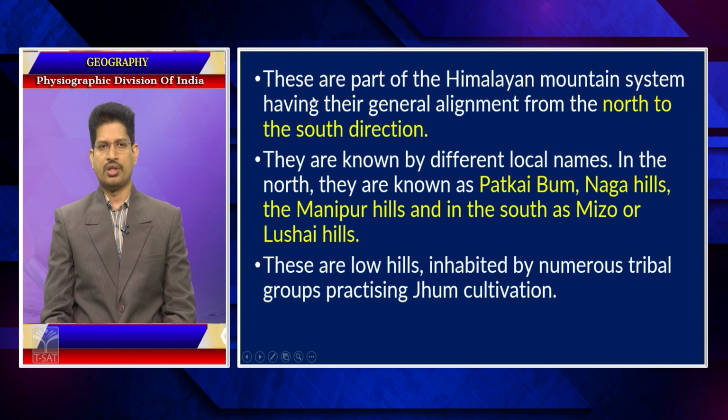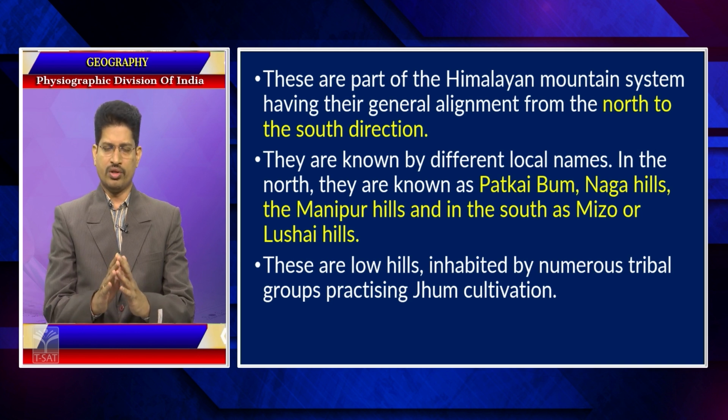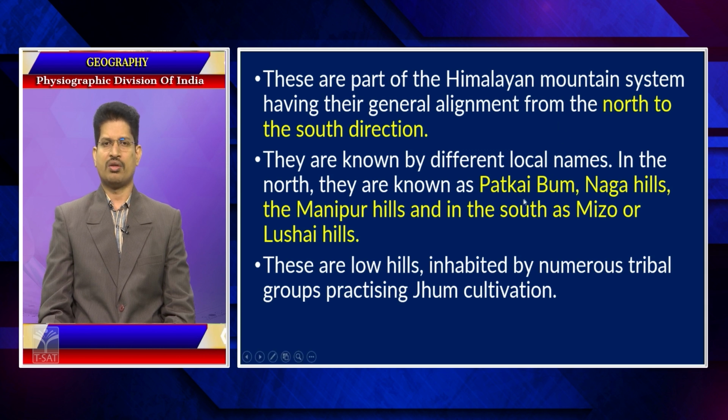So, these are part of the Himalayan mountain systems having their general alignment from the north to south direction. They are known by different local names. So, what happened here is in the case of the northeastern states, the orientation of the Himalayas has changed to the north to south direction. So, in these different regions, the mountains are called by different names like Patkai Bum, Naga Hills, Mishmi Hills, and in the south by the Mizo and Lushai Hills. So, these Himalayas change their orientation to north and south in northeastern India.